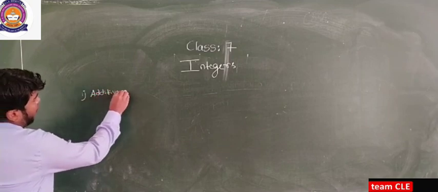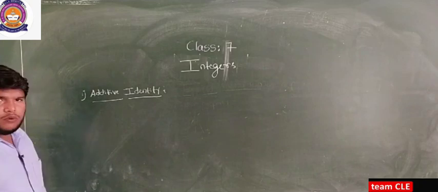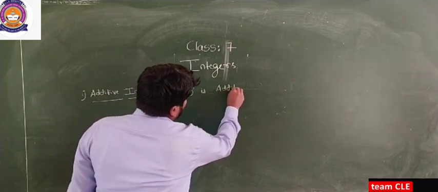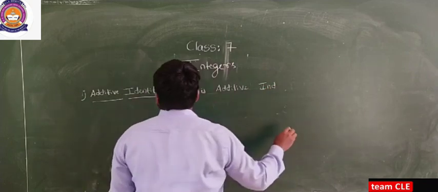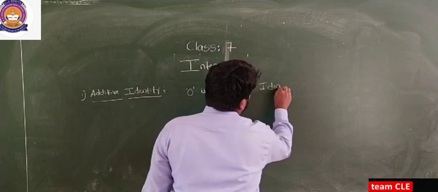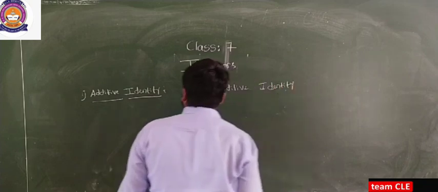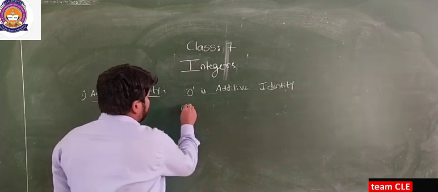So two more properties you are going to study. The first one is additive identity. What is additive identity? 0 is the additive identity. 0 is the additive identity of integers.